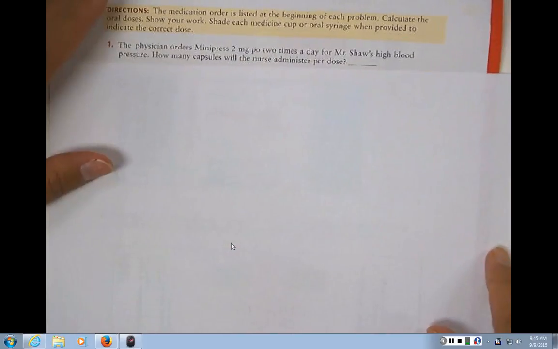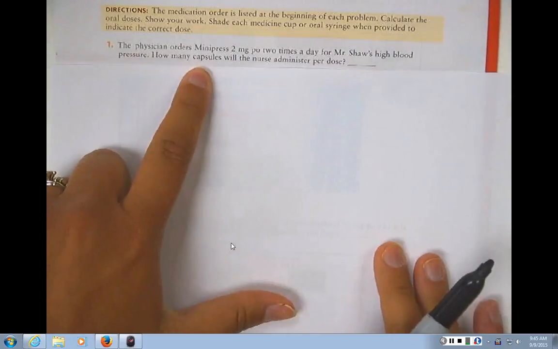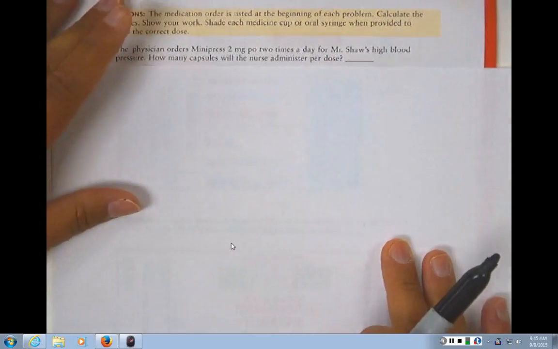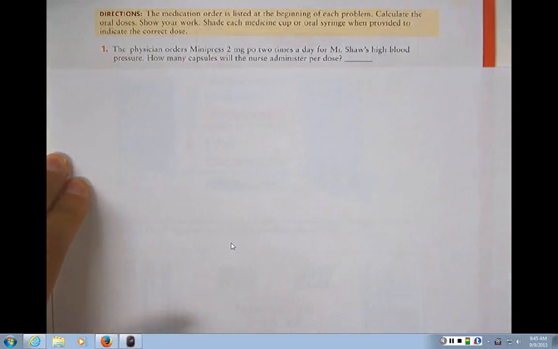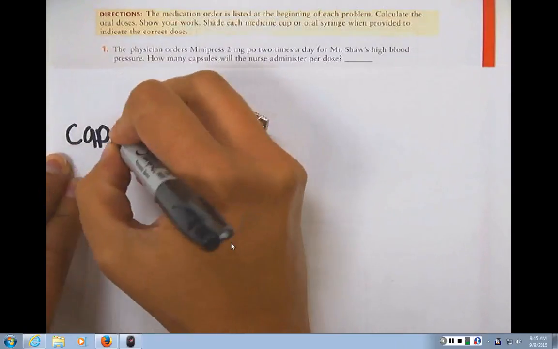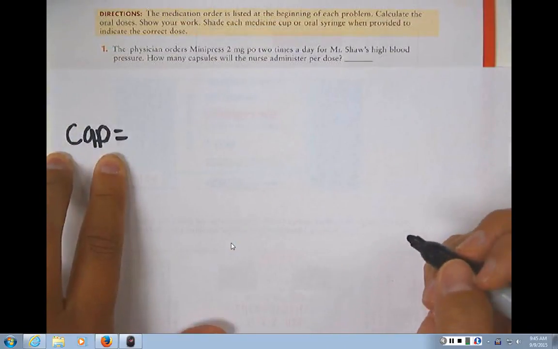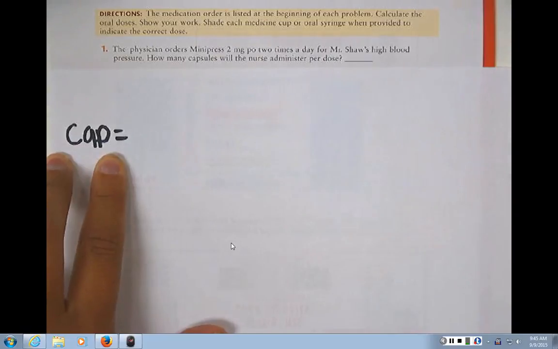So again, I am solving for capsules. I always set my equation up by first writing what I'm solving for. It helps keep me on track. So I'm solving for capsules, so I just put capsules equals. Now there are 2 different ways where you can set up your equation. You can set it up as a proportion, or you can set it up as a dimensional analysis.